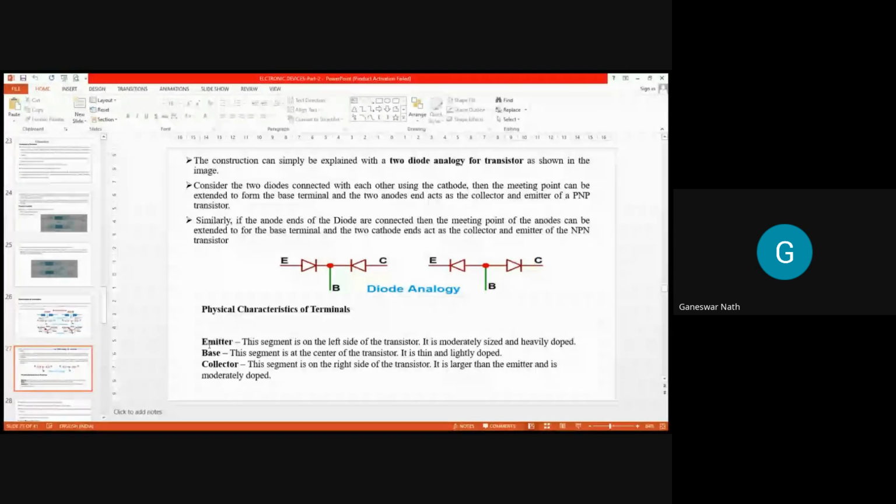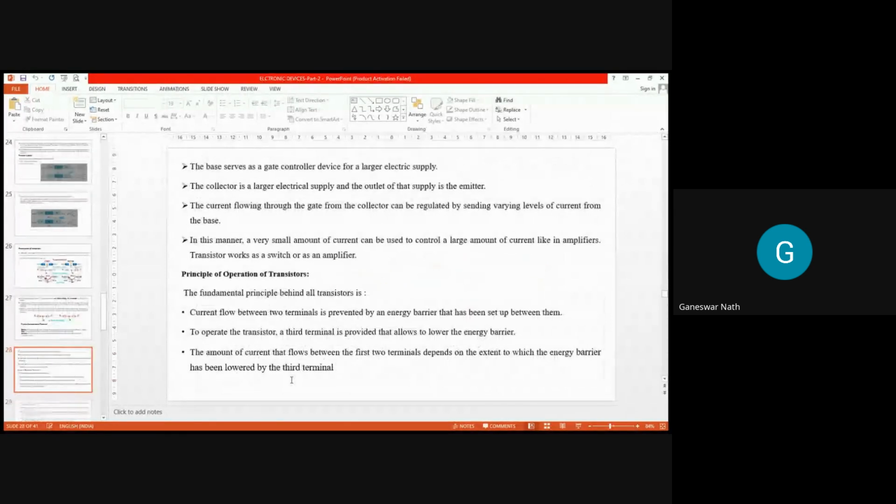These are some physical characteristics of the terminals, and all the terminals have different names: emitter, base, and collector. The base input serves as a gate for a large electricity supply. The collector is a larger electrical supply, and the outlet of that supply is the emitter. The current flowing through the gate from the collector can be regulated by sending varying levels of current from the base, and in this manner a very small amount of current can be used to control a large amount of current, like amplifiers. These are the different functions of the different terminals that you can read.